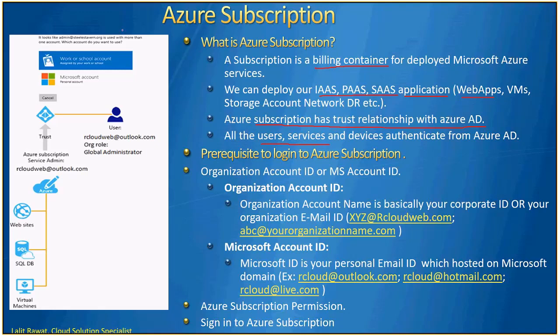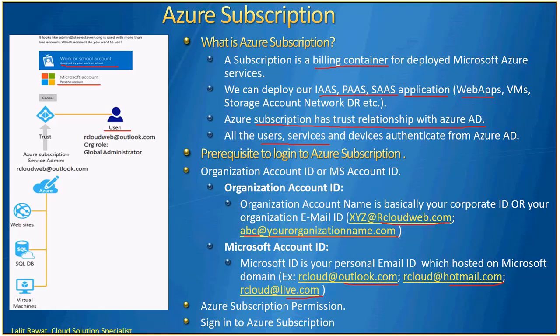Let me go through that. Suppose you have one user, which is rcloudweb.outlook.com, a global administrator. Once you sign in, it will ask you to put a work or school account, which is your organization account, or a Microsoft account. A Microsoft account is your outlook.com, hotmail.com, or live.com, but your organization account is something with your organization name, like rcloud.com, rcloudweb.com, or kcloudeasy.com. Basically, it's your email address and your organization.